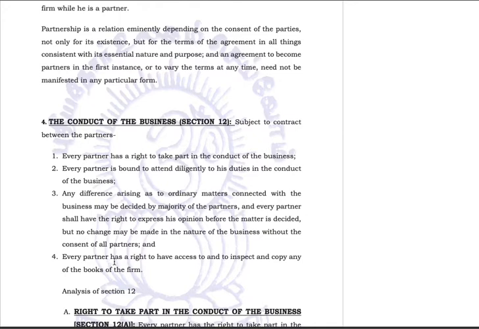Every partner has a right to have access to and to inspect and copy any of the books of the firm. That means he can get a photocopy as well. Now, books of firm here means the business dealings, the account books of the firm. Every partner can have access to the accounts or to the books of the firm and even get a photocopy of the same if required.